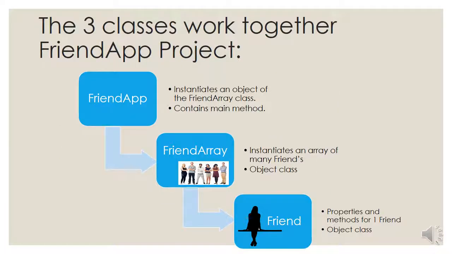To give you a picture of the three classes and how they work together, your FriendApp project will look like this. You'll have FriendApp, the one that contains the main method, and in it you would make an object of the friendArray class. In the friendArray class, you make an array of many friends. This is an object class. And then the friend class stores the data, the properties and methods for one friend. It's also an object class.